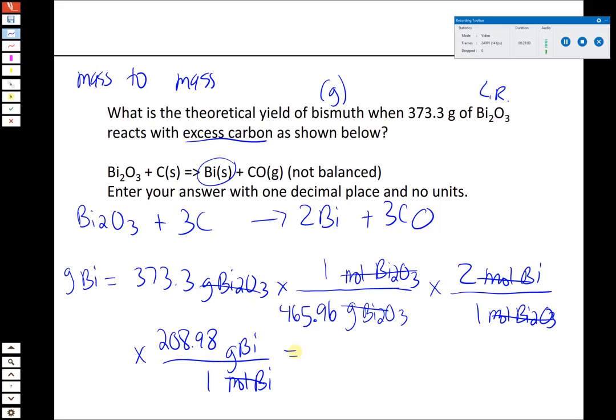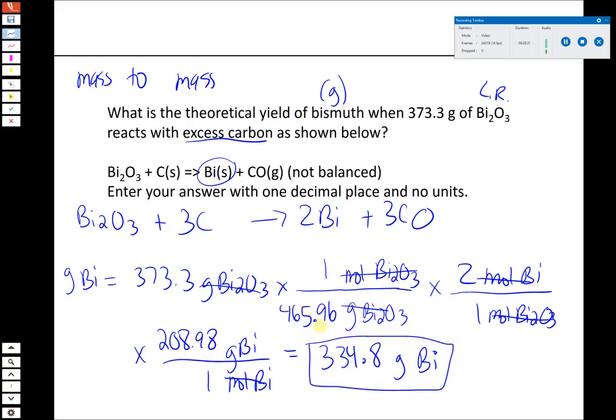And when we multiply this across, what we should end up with is, let's see, 373.3 divided by 465.96 times 2 times 208.98. Alright, so if I did my math right, what I calculated was from this we would get 334.8 grams of bismuth. And again, this was a numerical question, so the numbers you might have had would be different, but it's the same series of steps.